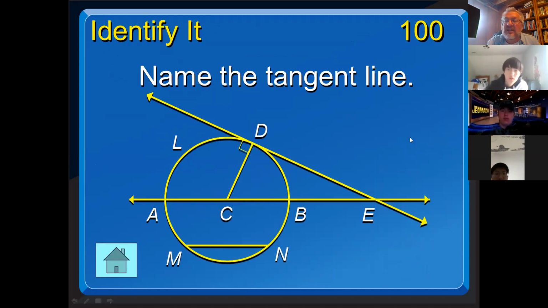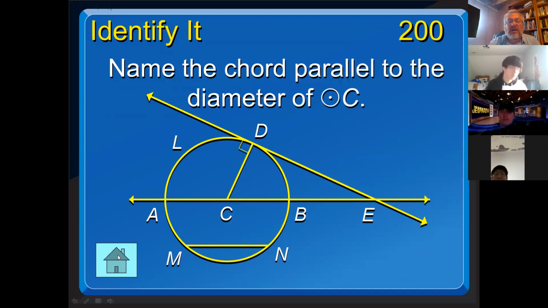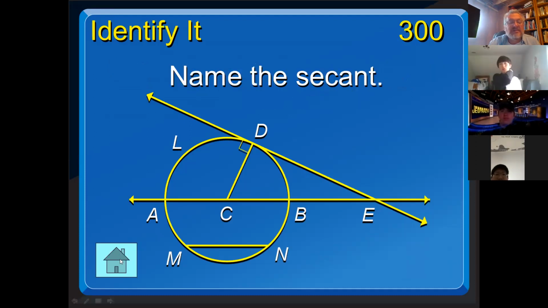Identify, 100. Name the tangent line. Yes, Jason. Why don't you just tell me, because I'm having a hard time pulling up the chats. Oh, DE. Yes, line DE. That's correct. So line DE only touches the circle at one point, and we know that because the radius creates a perpendicular line to it, and there's no chord. It only intersects at one point.